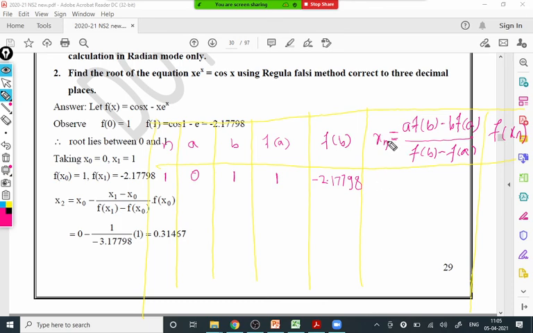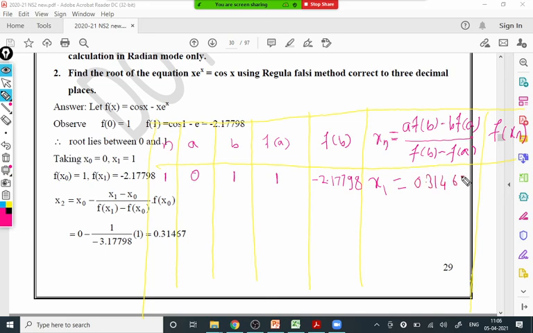Then you have to calculate this x1. To calculate x1, here is the formula. You have the values of a, b, f(a) and f(b). Just replace all these values in the formula of x1, and then you will get x1. Has anyone completed that calculation? Is it coming 0.31467 or different? Yes, sir, same. Okay, very good.